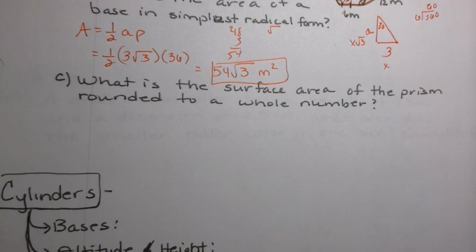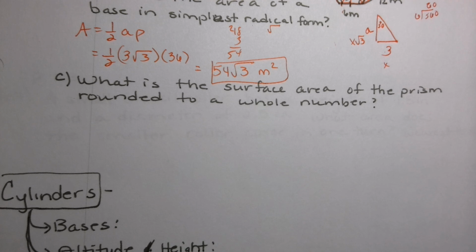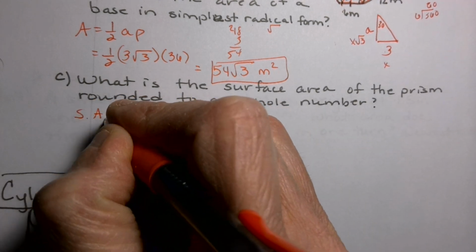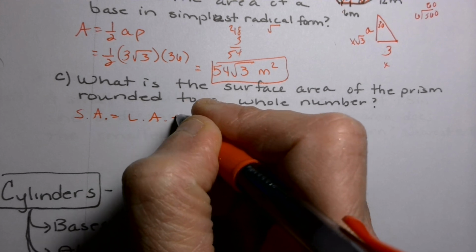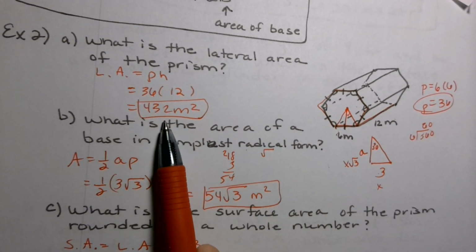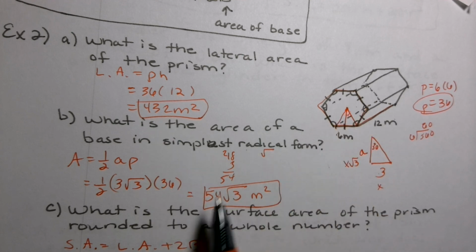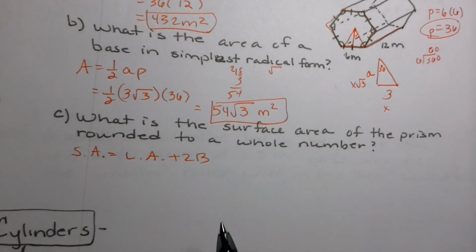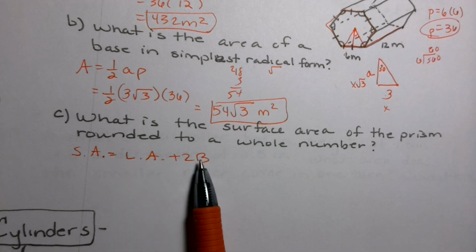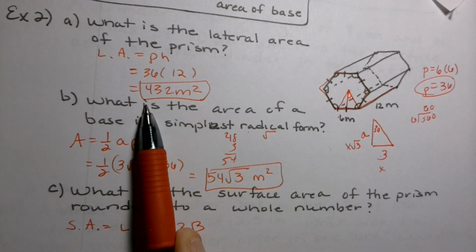All right. Now, what is the surface area of the prism rounded to a whole number? Okay, start with our formula. Surface area, LA plus B. So notice the pattern here. First we got the lateral area. Then in order, they're looking ahead, okay, down here, because they know to get the surface area, we needed the lateral area, and we needed the area of the base. So they're walking us through this.